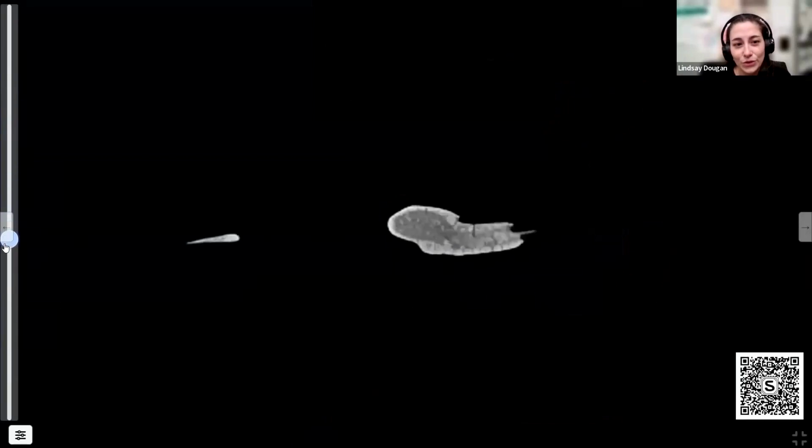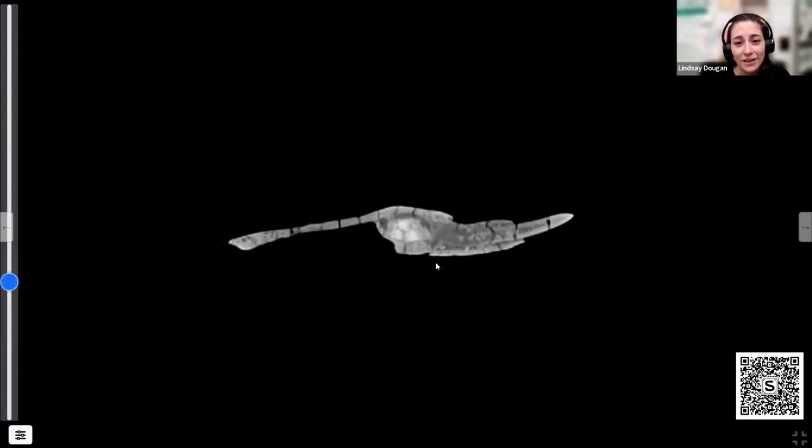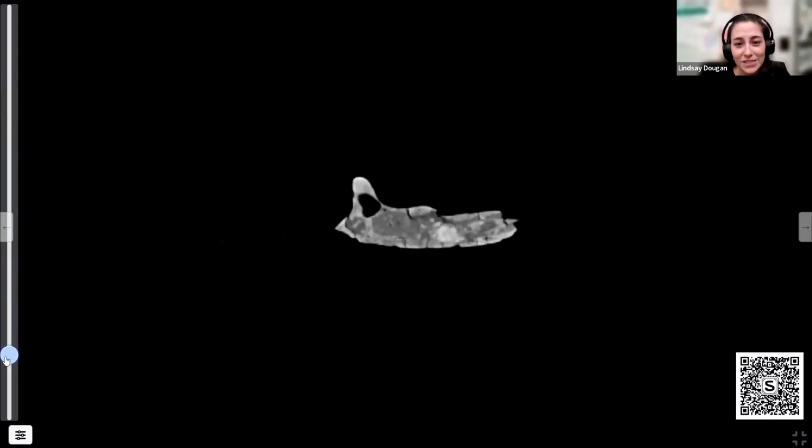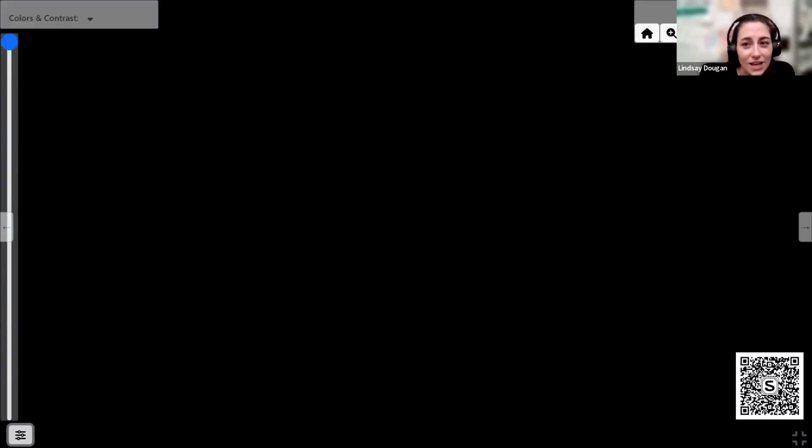As you scroll through, you start to see other parts of the bone. This is actually the part that reaches up and forms the orbit of the eye. We've got lots of dental anatomy in here. And it's very cool to see how many teeth it was growing before it died. Let's get a look at it in 3D.